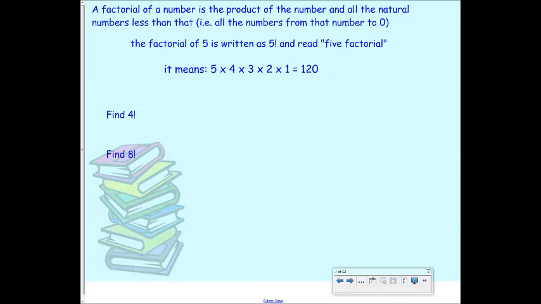Okay? So 5 factorial is 120. So on your calculators, find 4 factorial and find 8 factorial. Practice doing that on your calculators. If you're not sure how, ask a neighbor. So once you have 4 factorial, somebody tell me what that is. 24. And then what is 8 factorial? 40,320. So factorial just means that number times all its stuff.